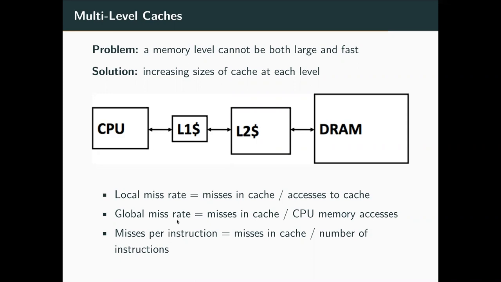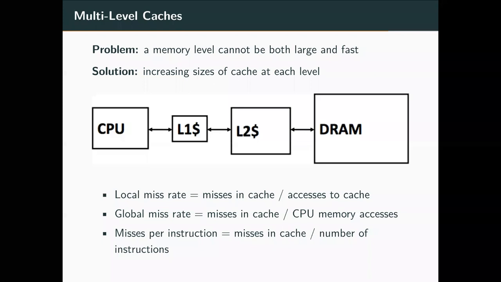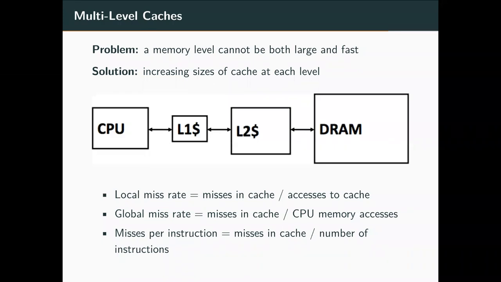Our global miss rate is the misses in cache per CPU memory accesses. So total accesses, how many times are we having to go off chip to DRAM? And then misses per instruction is misses in cache per number of instructions, fairly self-explanatory as well.